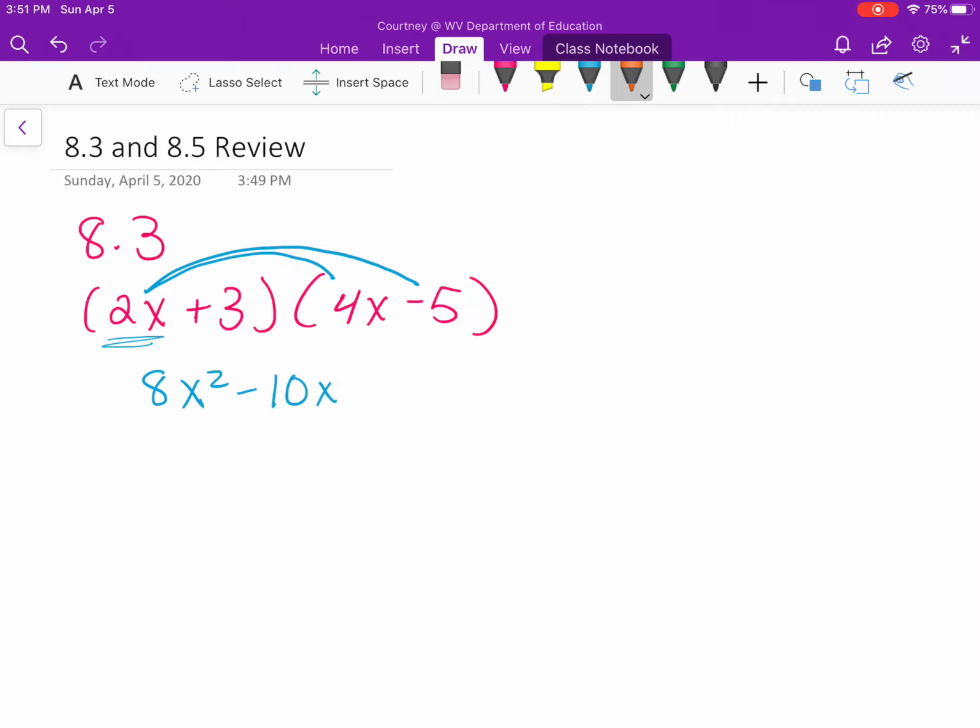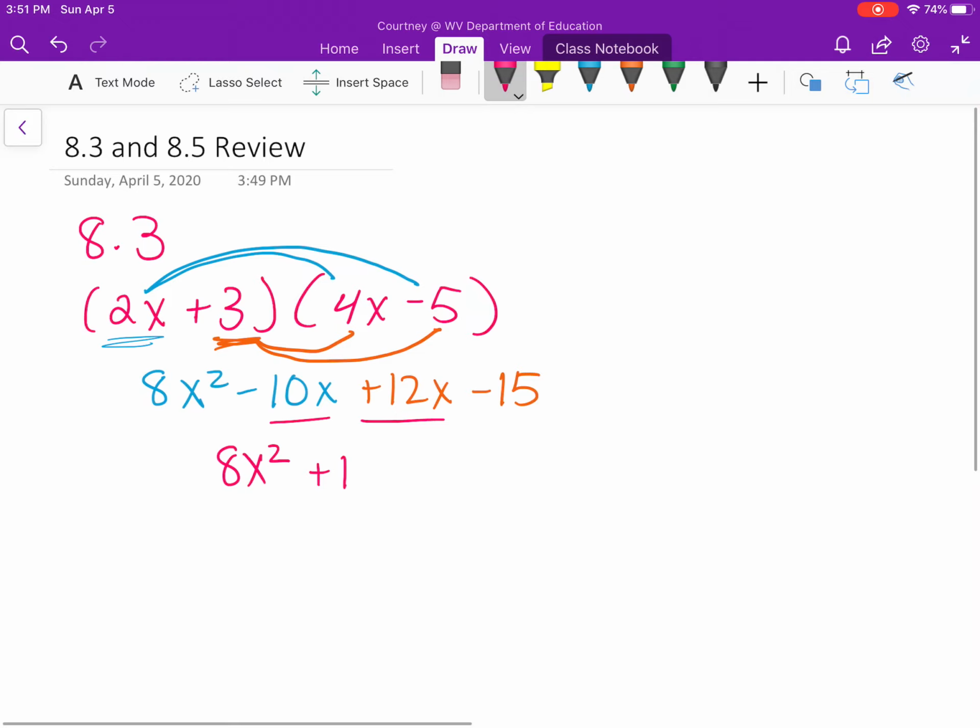Alright, now let's use the orange to go with the 3. This 3, first it's going to go here. 3 times 4 is 12x. And 3 times negative 5 is negative 15. Now, we notice that these two can be combined. So we have 8x squared, which stays the same. Negative 10 plus 12 is a positive 2, so positive 2x minus 15.